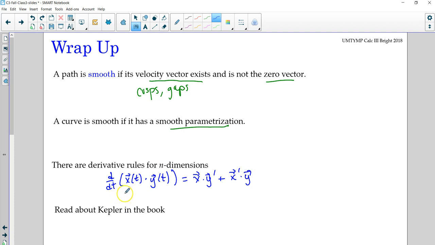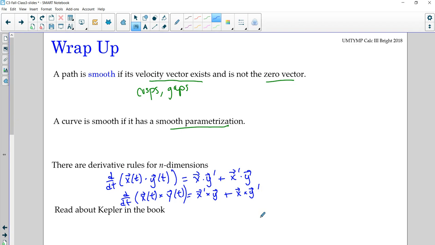Okay. Now there is a similar thing for the cross product. Okay, x of t cross y of t, and remember with the cross product, the order does matter here, so just be careful with this a little bit. This is going to be vector x prime cross with y plus x crossed with y prime. Okay, and again, these are in the textbook, so feel free to reference them as needed.